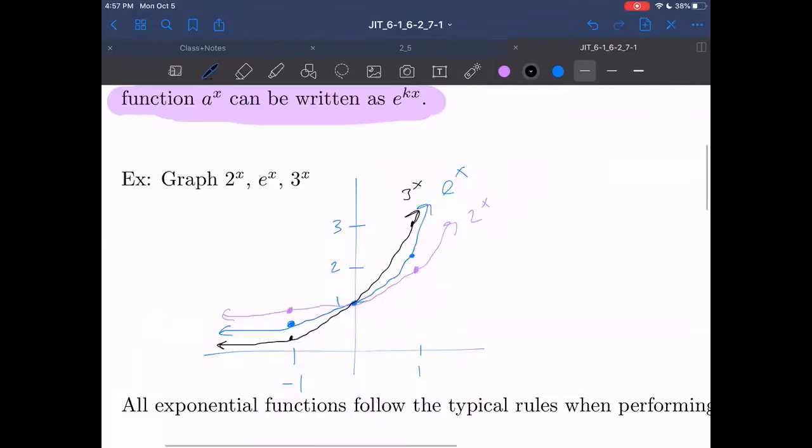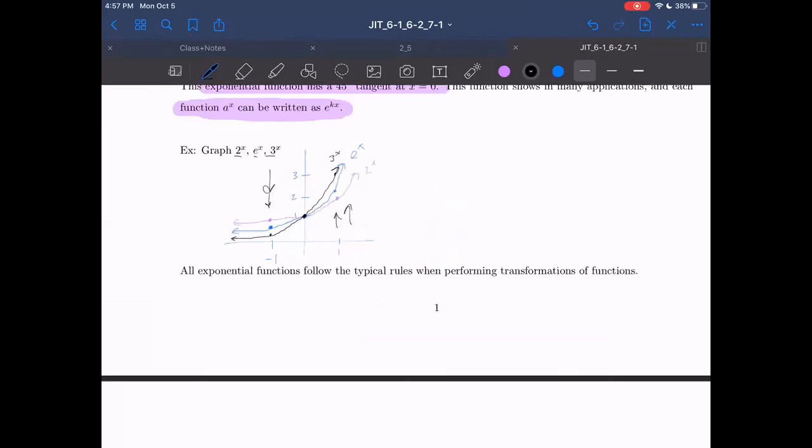Okay, so you can see they'll all go through the point (0, 1). And you can remember that because anything to the 0 power is going to be 1. Okay, and then as our a increases, our values for x equals -1 get closer to 0. And our values for x equals 1 get further away from 0. Okay, that's just something to keep in mind if you're asked to graph multiple ones, or just to see how they relate to each other.